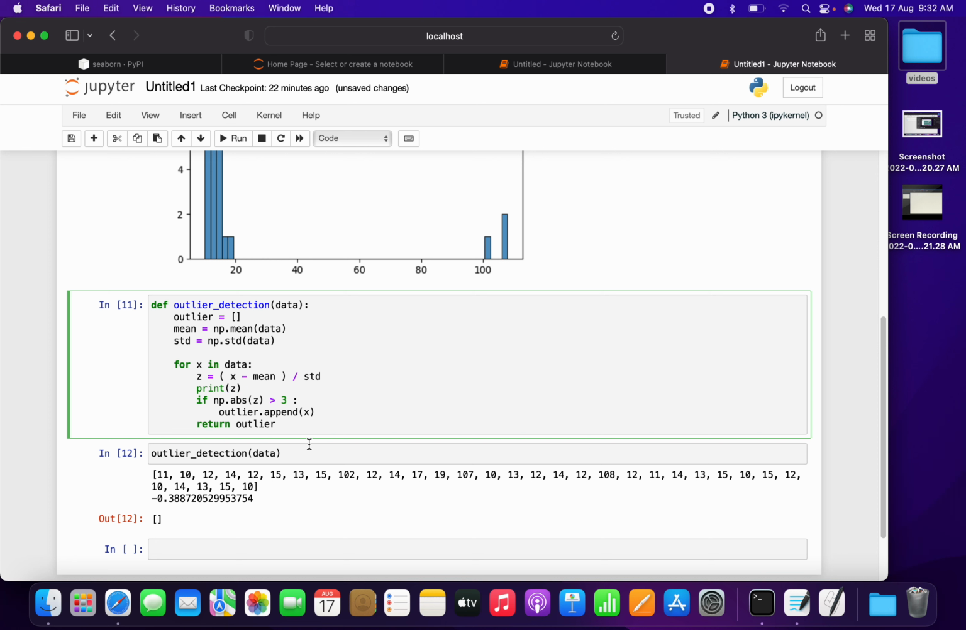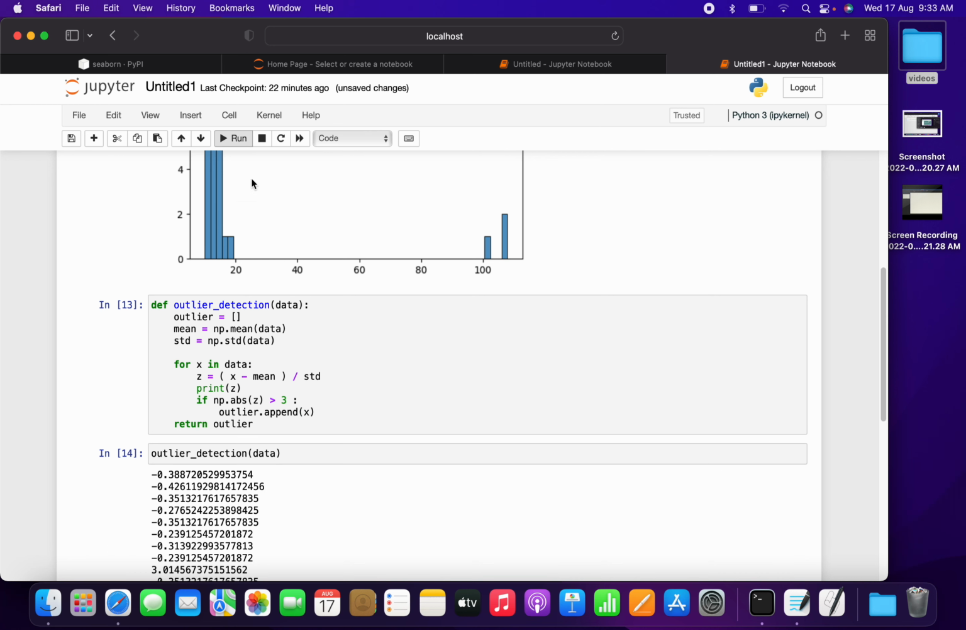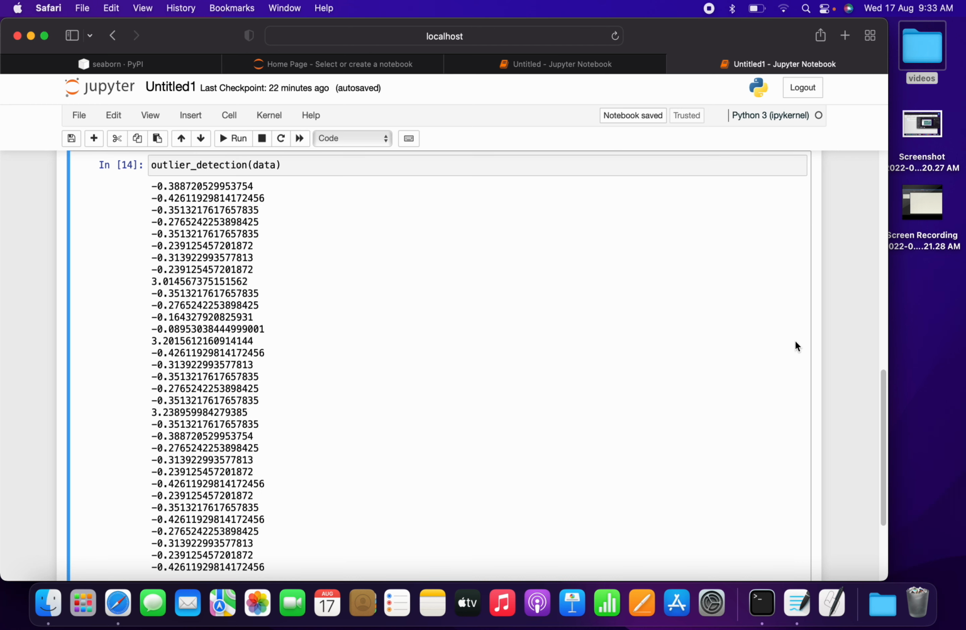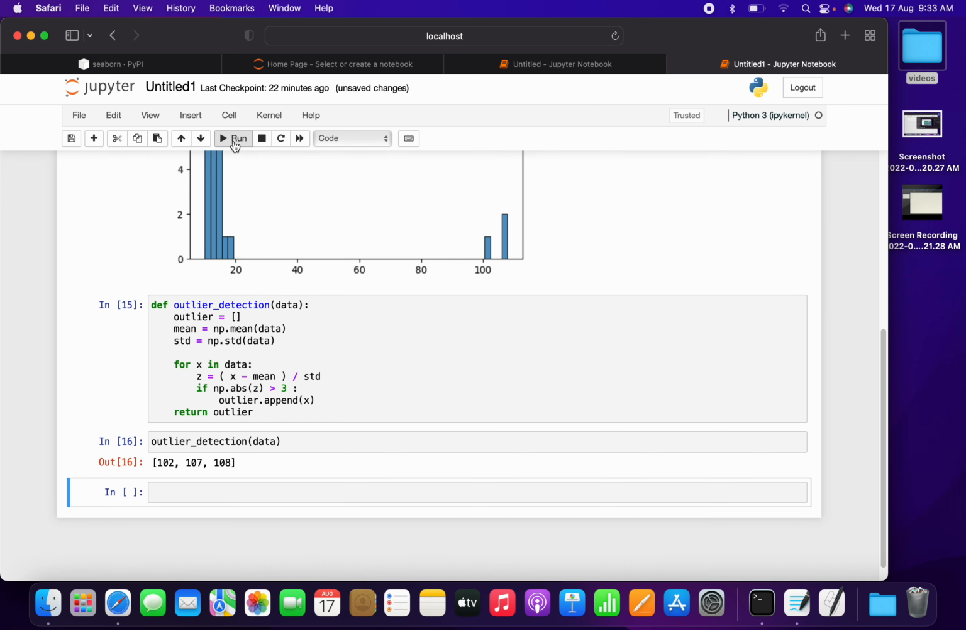Okay, the problem is with the return statement. Now let me remove this. That was a small issue in the code. Let me try this. See, we can see that we have the outliers 102, 107 and 108. So these are our outliers. In this way, we can easily find the outliers in a data set.